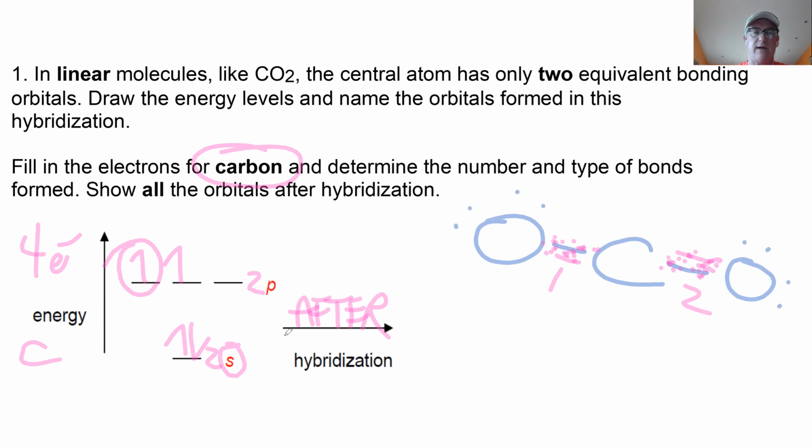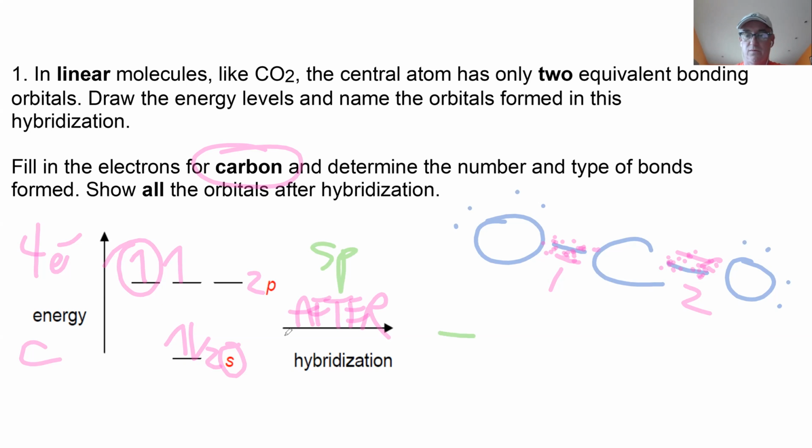Because remember, I want to do sp hybridization. And the total number of orbitals does not change. I had 4 before hybridization. I'm going to have 4 after. 2 sp orbitals. Yep, I'm going to have 2 sp orbitals.